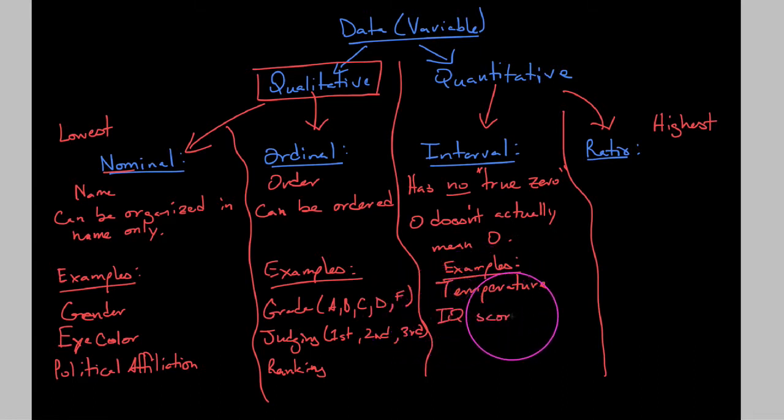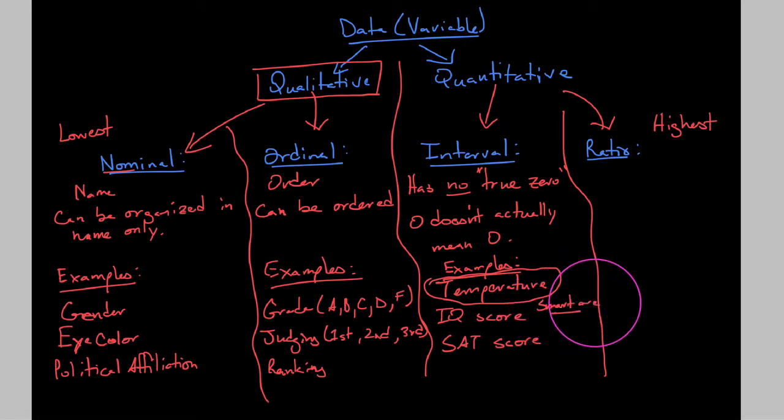IQ score, or SAT score. Those would be examples of interval level, and you'll see temperature a lot as a really good example of this one. But why an IQ score? Well, an IQ score is really an intelligence quotient, and it says how smart you are in terms of age versus what your true age is. So essentially, if I'm 32 years old and I'm as smart as a 64-year-old, my IQ would be 2.00 or 200, okay?